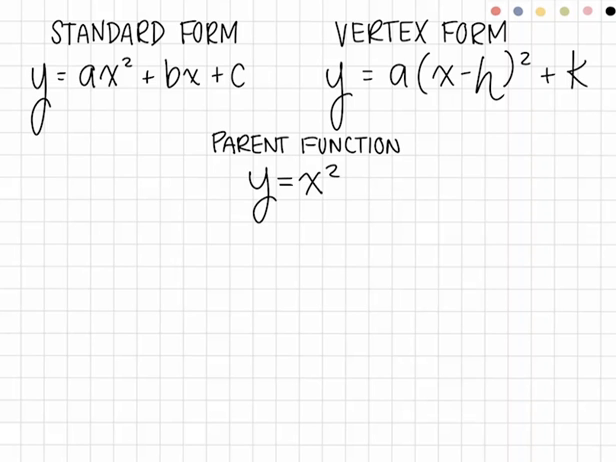You can change from standard to vertex form, but we're not talking about any of that right now. What we're talking about is the different values and how they impact the parabola. So I'm just going to roughly sketch here a parabola and how it would look as the parent function, okay?